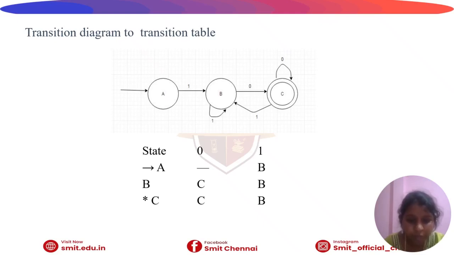For B, when the input is 0, it goes to C, and when B is 1, it goes to itself, B. For C, when it is 0, it goes to itself, and for 1, it goes to B. We need to know both transition diagram to transition table and transition table to transition diagram to work on these sums.